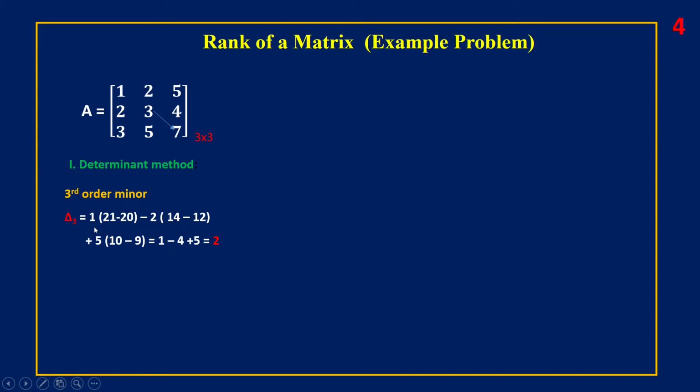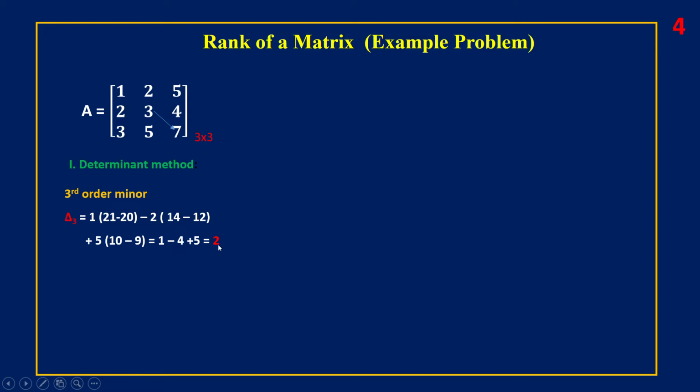So for determining the determinant, the first element is 1 into (21 minus 20), which is 1. For the second element, the sign should be considered as negative. So minus 2 into (14 minus 12), which is minus 2 into 2. Plus 5, the third element, into (10 minus 9). That is equal to 1 minus 4 plus 5, equal to 2.